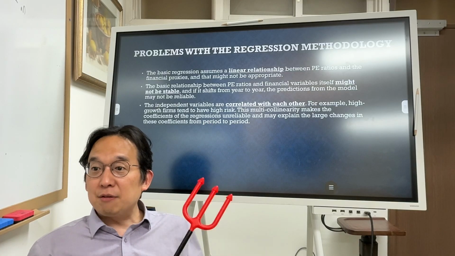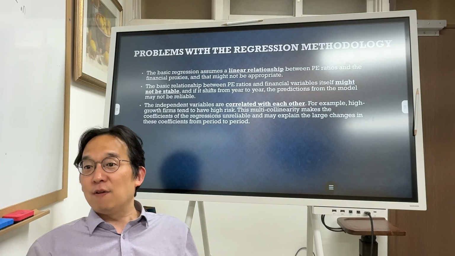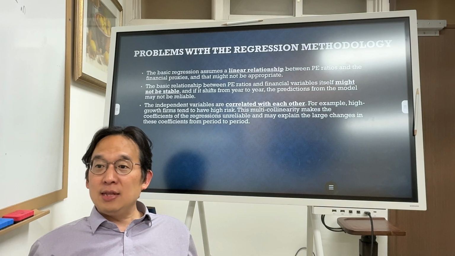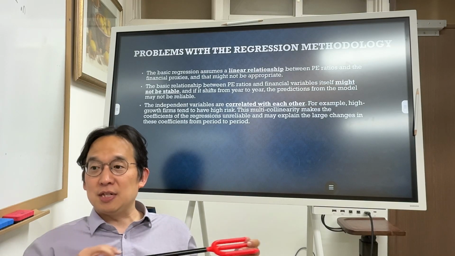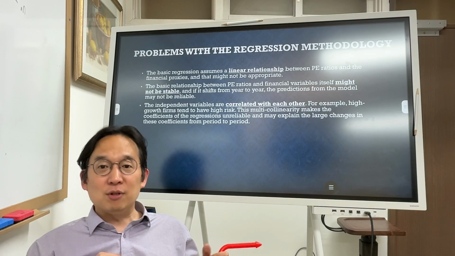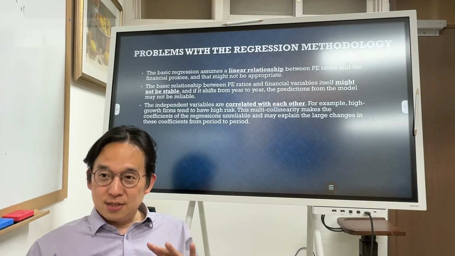Number two, the basic relationship between the PB ratio and the financial variables itself might not be stable. And if the relationship shifts from year to year in the data, the predictions from the model may not be that reliable. A lot of noise, in a sense.